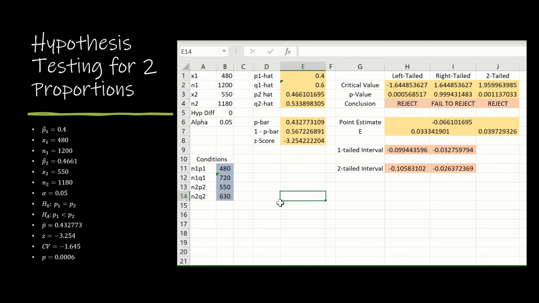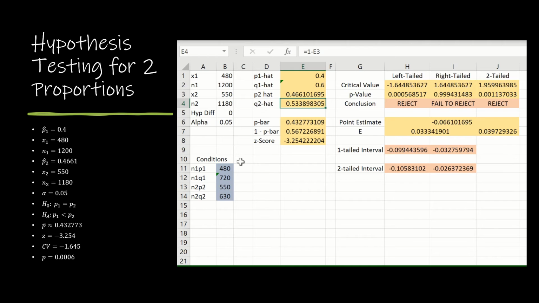First thing is conditions. Actually, no, the first thing is P1 hat and Q1 hat. Remember that P hat is just X1 divided by N1. So that's where I got this, B1 divided by B2, and then 1 minus that value for Q1 hat. Same thing for P2 hat, it's X2 divided by N2, and then 1 minus that for Q2 hat.